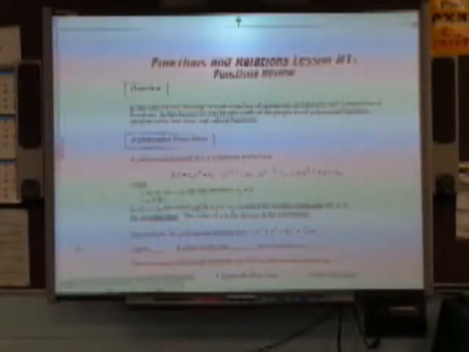So in chapter 1, we look at functions and relations. A lot of it is a review of what we've done in grade 10 and 11.